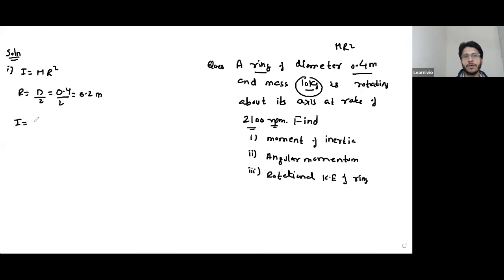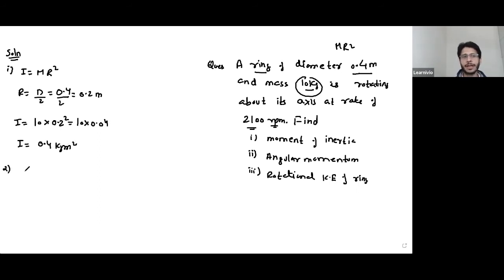So if I substitute all values here, mass is 10 kg, radius is 0.2 square. So it's 10 into 0.04. It comes out to be 0.4 kg meter square. So that's the moment of inertia.